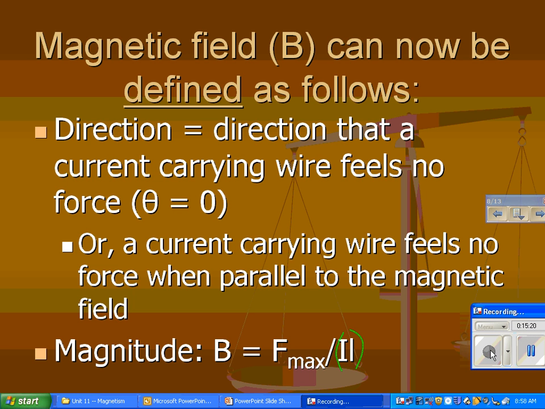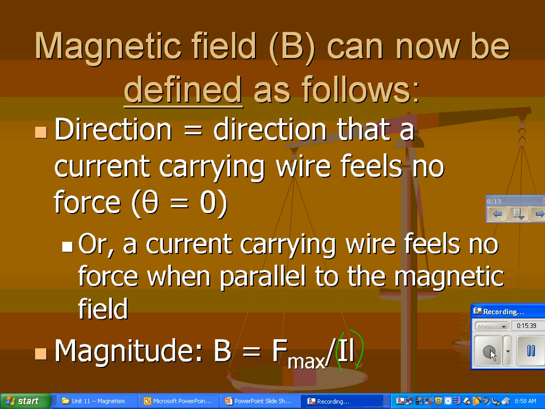So let's think about this for a second. Now I know that a wire that has current through it in a magnetic field feels a force. What happens if I turn off that current? Will that wire feel a force? No. Okay, so it's the current carrying wire that feels the force. And what is current? It's electrons, it's charged particles moving through a wire. Excellent. It's charged particles moving.